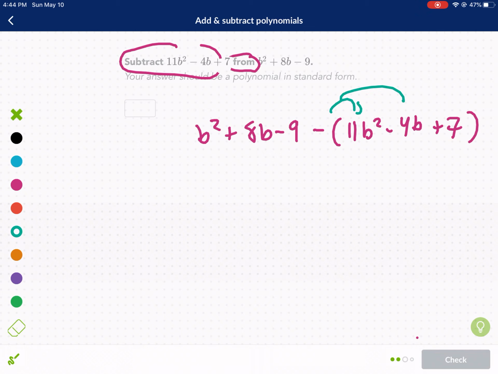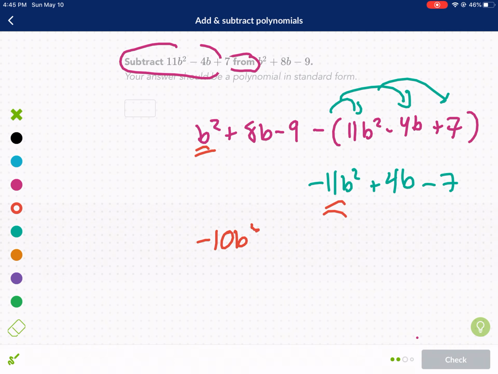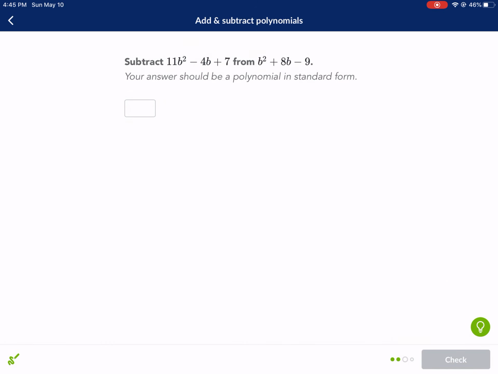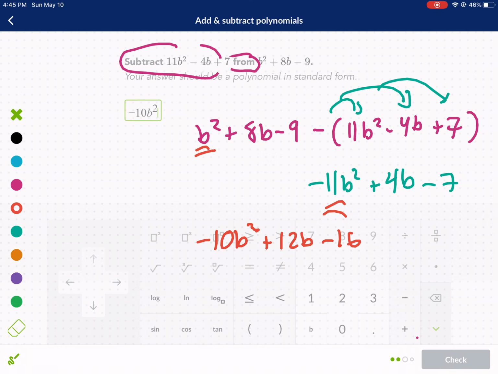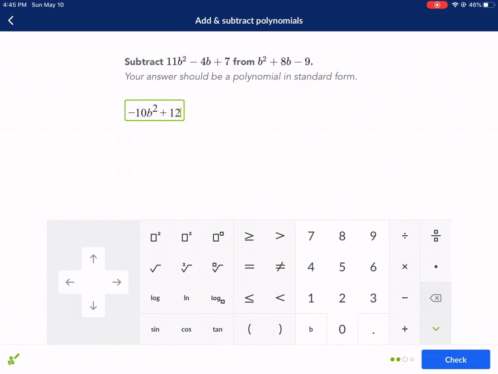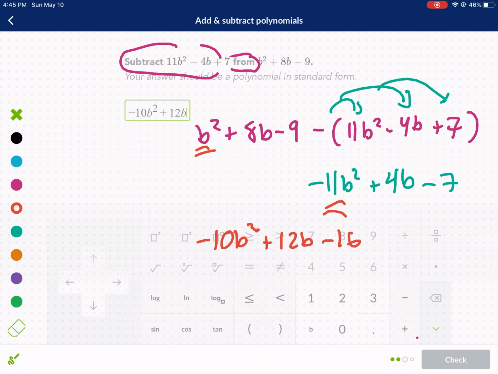So again, you distribute here. Okay, so we have a negative 11b squared, and I would write it out each time. Don't just try to do this in your head. That's where a lot of mistakes happen. People try to conserve space on their paper, and that's really where a lot of people make mistakes, in the small details, not overall concepts. So negative 11b squared plus b squared, negative 10b squared. Then we have 4b plus 8b, that's 12b. And then negative 9 and a negative 7 gives us a negative 16. So negative 10b squared plus 12b minus 16.